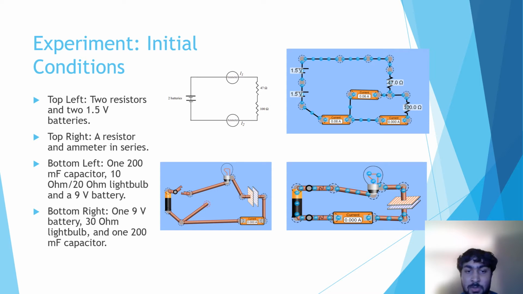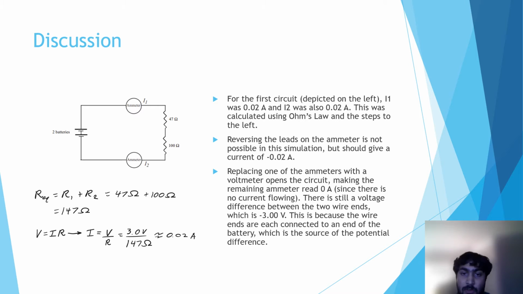On the top left are 2 resistors and 2 1.5 volt batteries. The top right is a resistor and ammeter in series. Bottom left is one 200 millifarad capacitor, a 10 or 20 ohm light bulb, and a 9 volt battery. On the bottom right is a 9 volt battery, a 30 ohm light bulb, and one 20 millifarad capacitor. For the first circuit, both I1 and I2 are 0.02 amps. This was calculated using Ohm's law and the steps to the left. Reversing the leads on the ammeter is not possible in simulation, but should give a current of negative 0.02 amps.